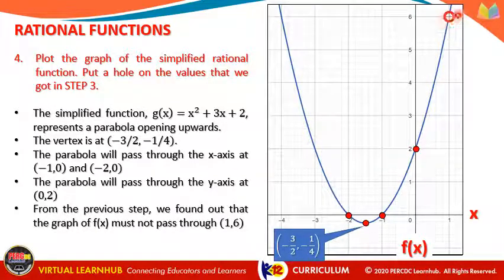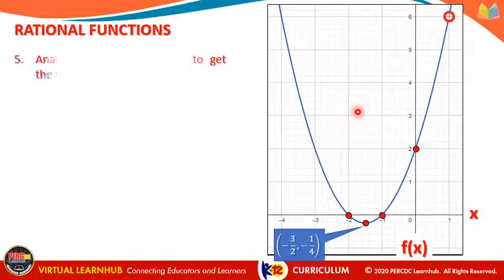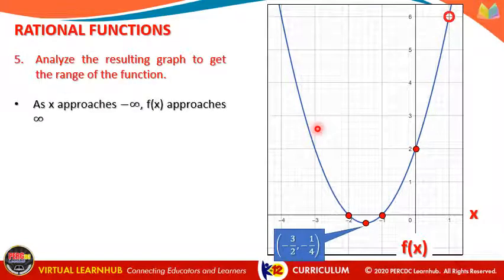Now that we have our graph, let us now observe this graph and let's get the range. Okay, as x approaches negative infinity, f of x approaches positive infinity. Habang yung x mo ay papunta sa negative infinity, ano ang nangyayari sa f of x mo? As you can see, habang yung x mo ay bumababa, yung value ng f of x mo tumataas. As x approaches negative infinity, the value of f of x approaches positive infinity.